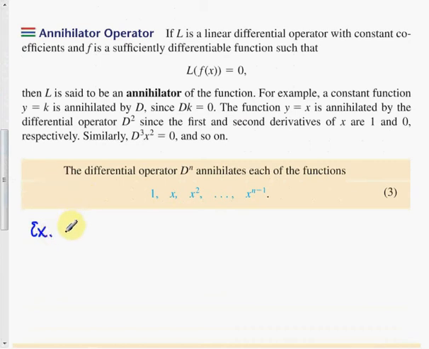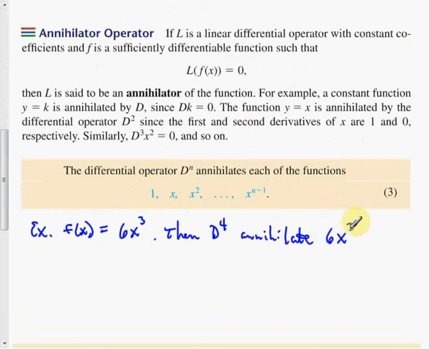So say, for example, here, if we have a function f of x is equal to 6x to the third, then d to the fourth is said to annihilate 6x to the third. So that's this whole idea of d to the n and x to the n minus 1. So you just do the next term further.